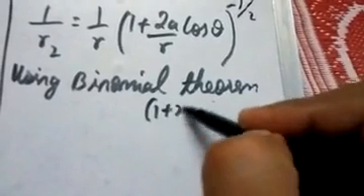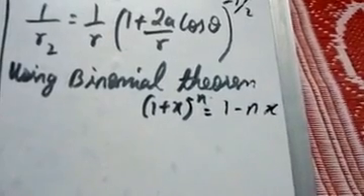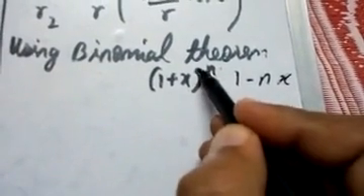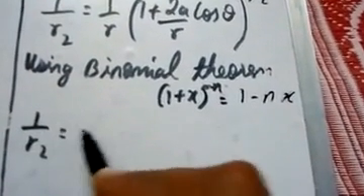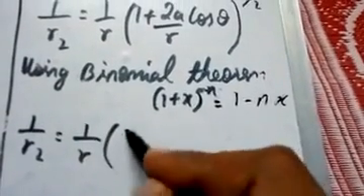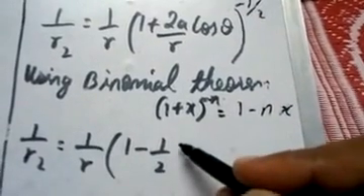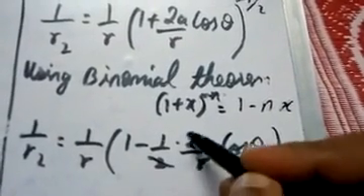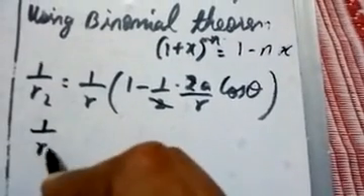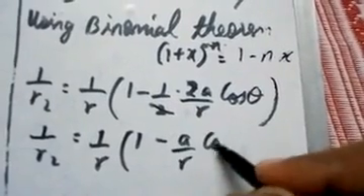In this we'll use the binomial theorem, that is 1 plus x power minus n will be 1 minus nx. Now if you notice, this is minus, and minus into plus will become minus. So I'll use the equation here: 1 by R2 is equal to 1 by R into 1 minus n, where n is half, as you can see, into 2a by R cos theta. Now 2 and 2 will cancel. So what we are left with is 1 by R2 is equal to 1 by R into 1 minus a by R cos theta.